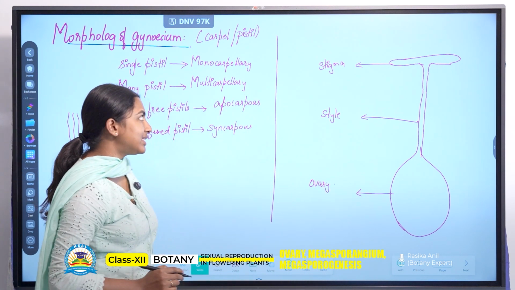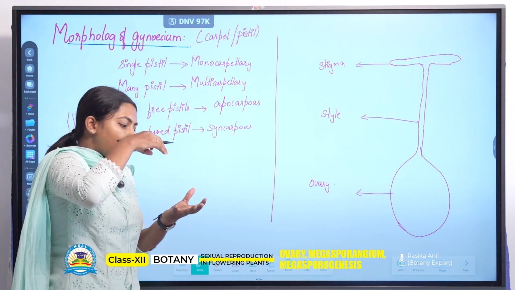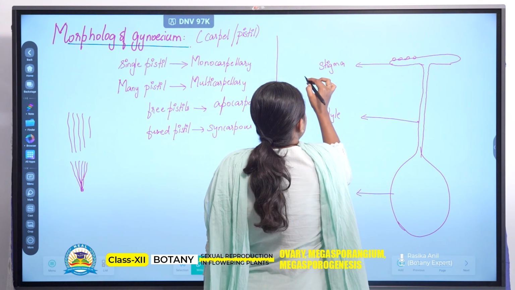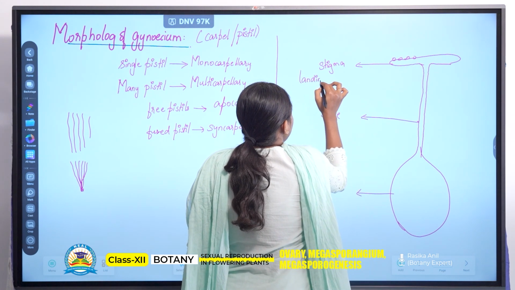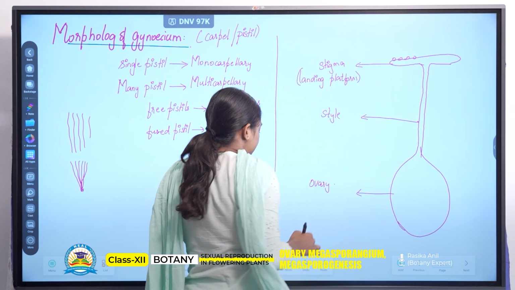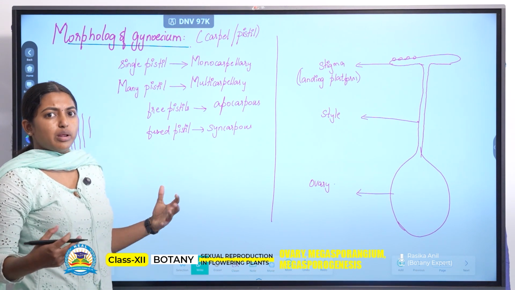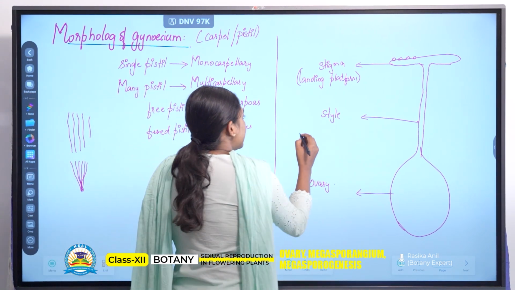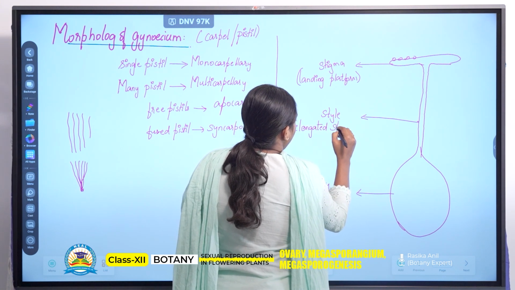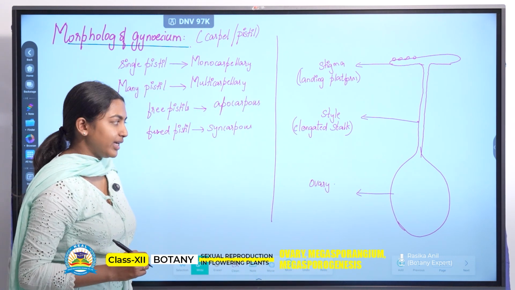Now stigma is the landing platform for pollen grains, which means pollen grains will come and attach themselves here. So these are your pollen grains. And what can you tell about the style? Style is nothing, it's just a filament, an elongated stalk. Then finally about the ovary.